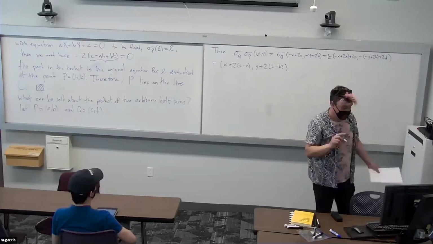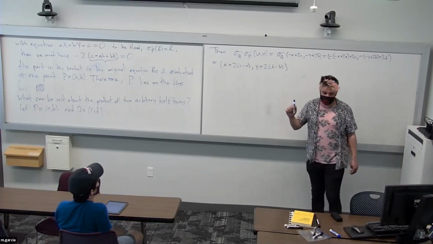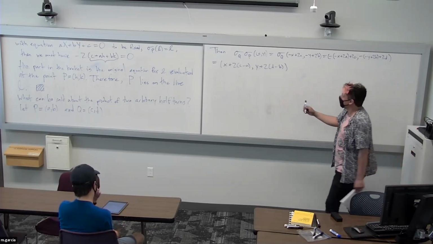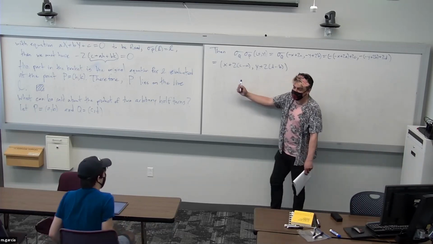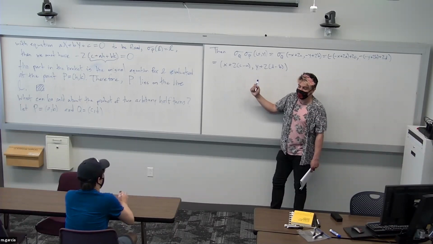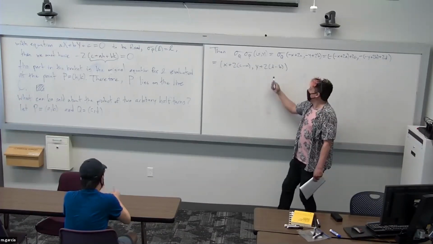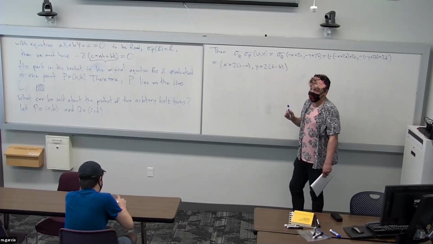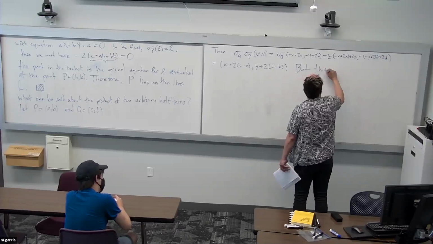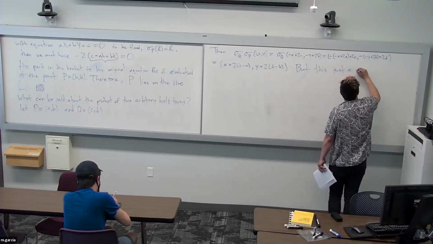Now, what does this remind you of? This is a translation. This is just a translation, right? Remember, the general form for a translation is (x plus a, y plus b). This is the formula. Here my a is 2c minus a, and my b is 2d minus b. This is just a translation.